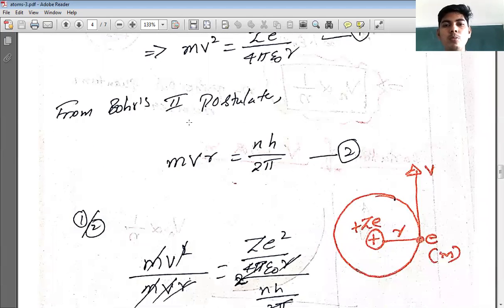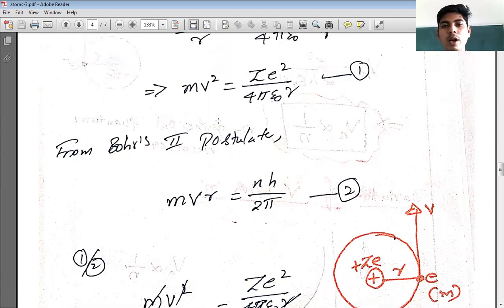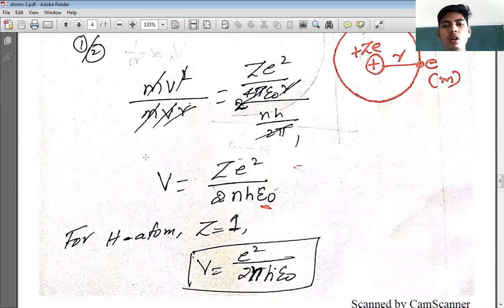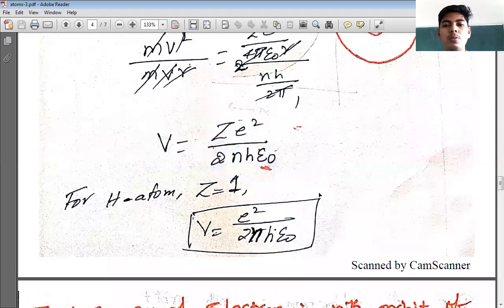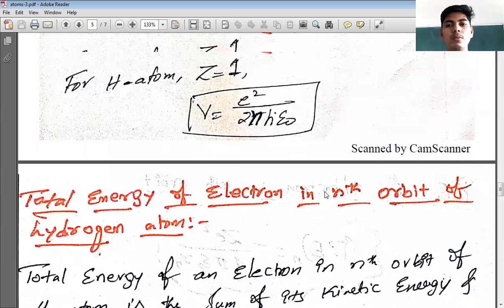If we make use of Bohr's second postulate, you know that angular momentum of electron mvr should be equal to nh by 2 pi. Now you divide these two equations. You will find that velocity of electron in nth orbit is Ze square by 2nh epsilon naught, or it can be written as Ze square by 2h epsilon naught n. This is for hydrogen like atom. Look, Z has come. For hydrogen atom Z will be equal to 1, so e square by 2nh epsilon naught. This will be the expression for velocity of the electron in nth orbit.